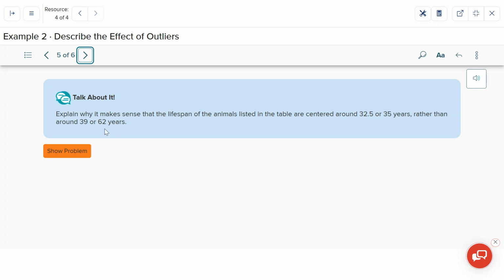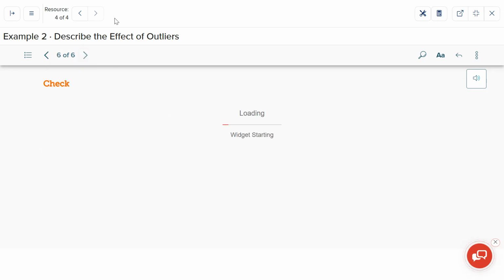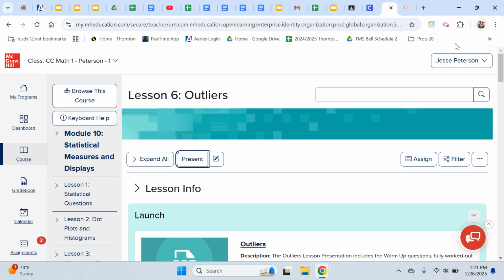So, other than the tortoise, only one lifespan in our table is higher than this 62 years. The rest are under that. So it makes more sense for us to use these values here. All right, you try it. The end.